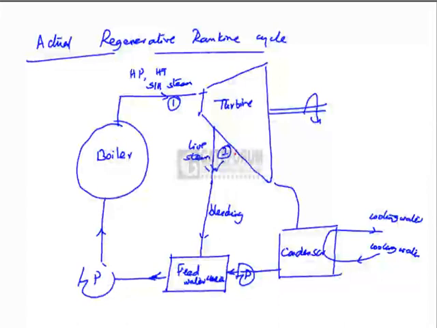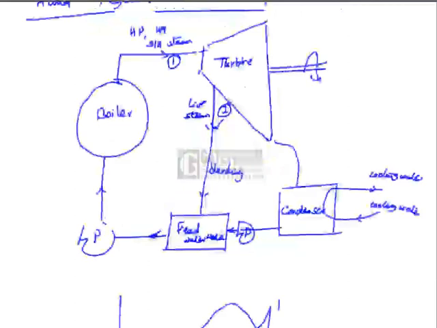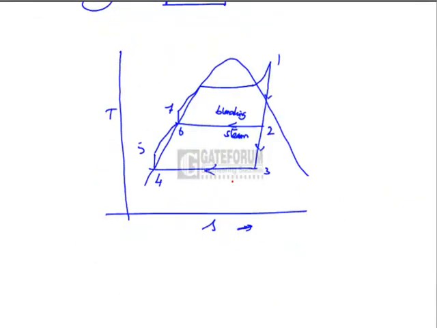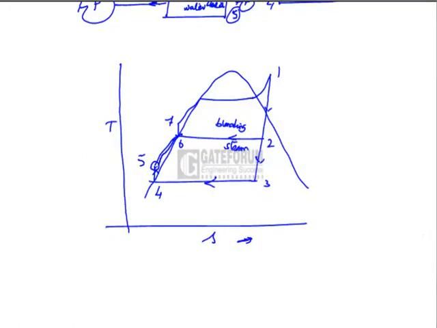The remaining steam expands from 2 to 3 isentropically, which then enters the condenser, where it condenses into saturated liquid and is then pumped to the bleeding pressure in the process 4 to 5. This condensate water at state 5 now enters the feed water heater, where it is heated in the 5 to 6 process due to the latent heat of condensation of the live steam being liberated.